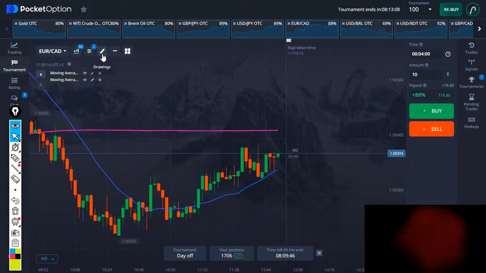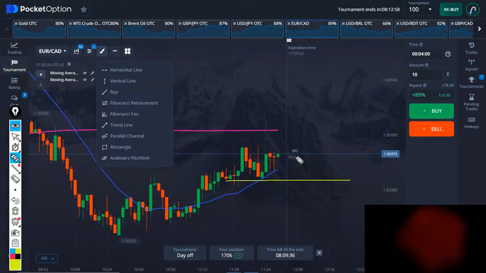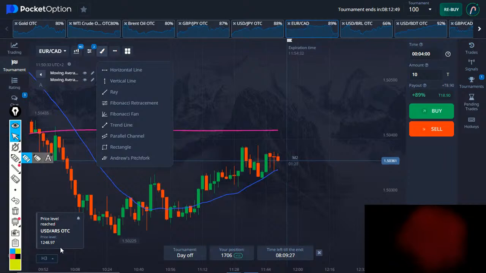So I'll draw my line over here. I draw it manually. So this is my signal. If I see a strong bearish bar breaking out, I'll take, oops, we have an alarm. Let's see.